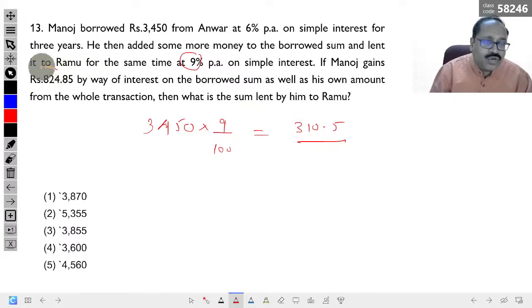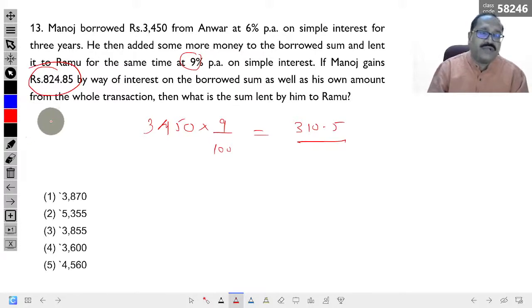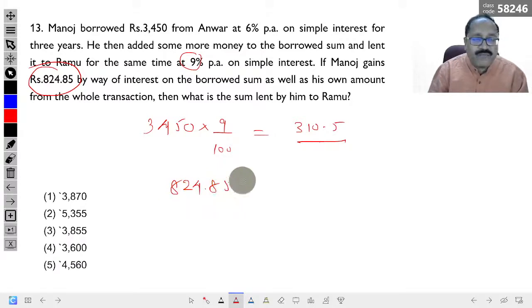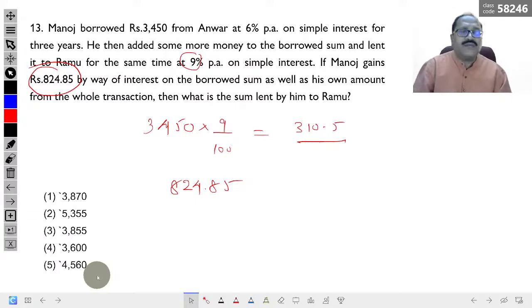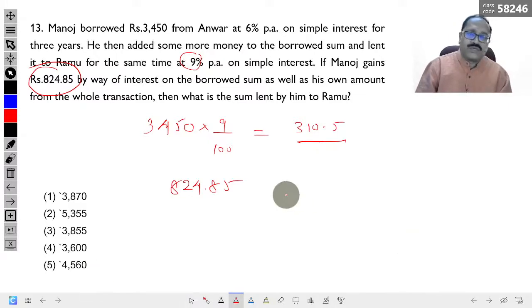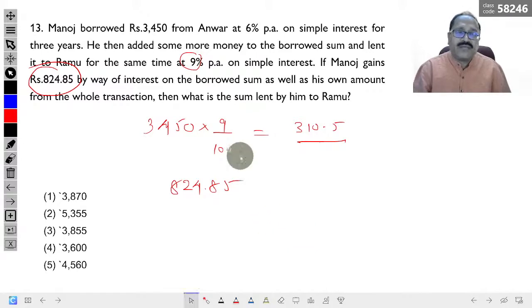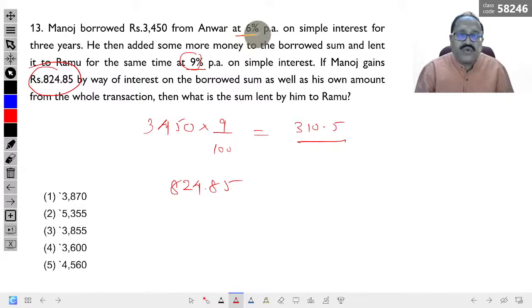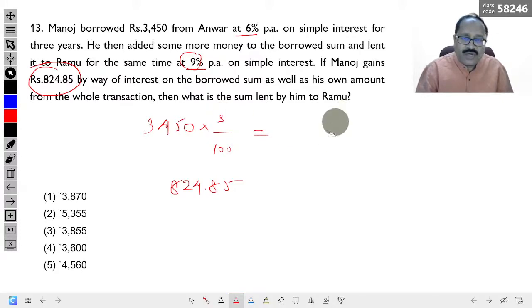310.5. So the total profit he is getting, that is 8,224. From here I have to take out this one, that is 824.85. How can it be 9% profit? No, his profit will only be 3%. Okay, his profit should be only 3%. It can't be 9% because he is getting 9% and he has to pay 6% over here. So I am very clear over here. It should be 3%.